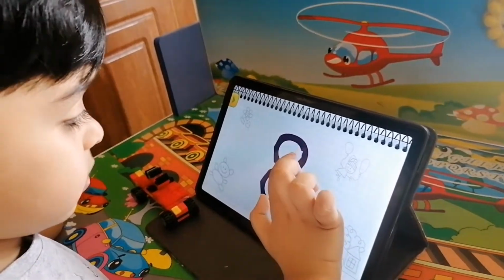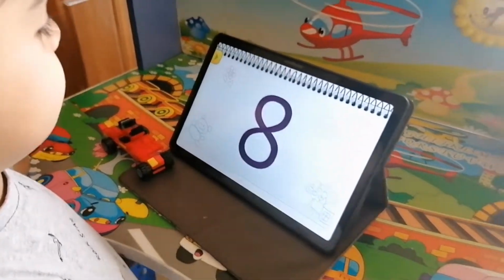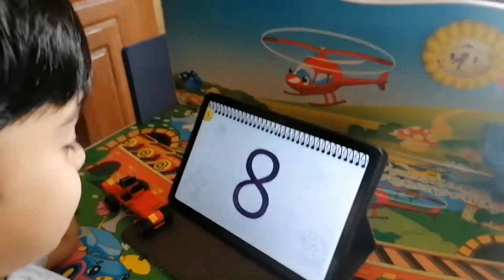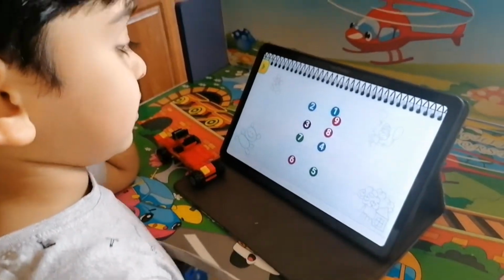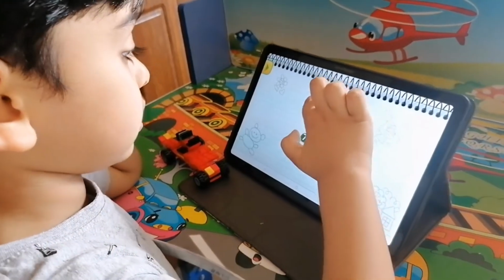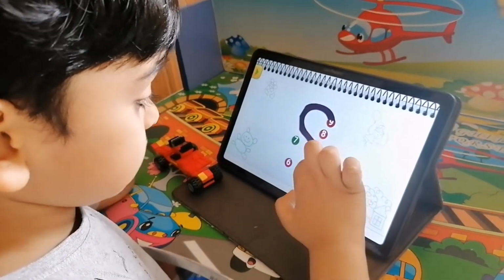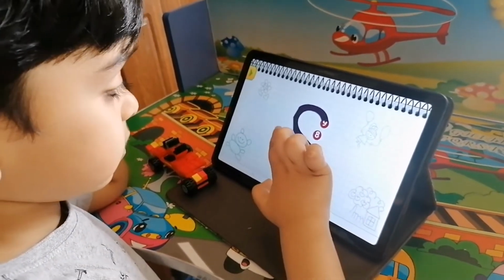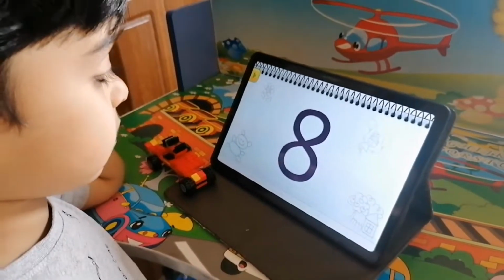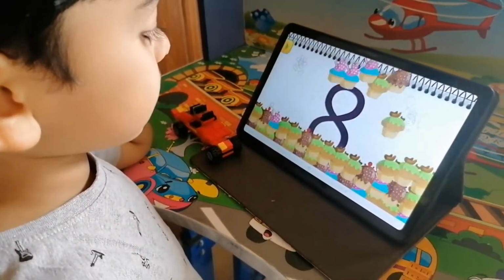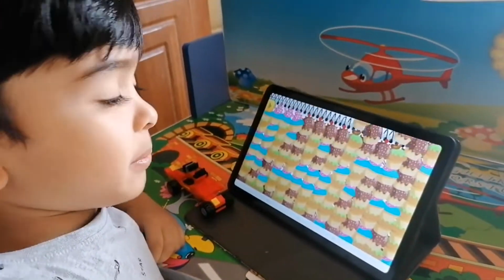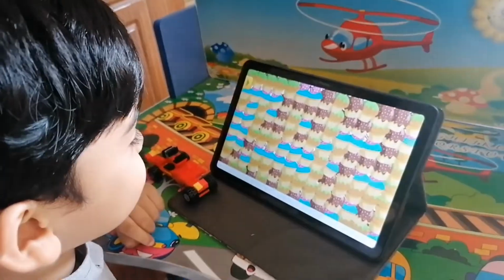6, 7, 8, 9. What number is that? Great, you made the number. See if you can do it quicker this time. 1, 2, 3, 4, 5. Quicker. 6. Mommy need cupcakes. Okay.